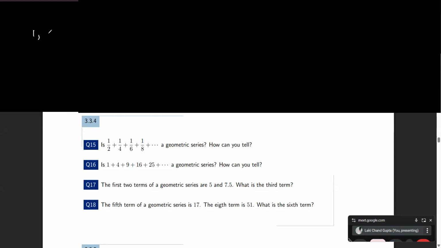There is no common ratio because this is the square of a natural number. Here 4 is multiplied between the first two terms, but 5 is added, right? Here 7 is added. So this is not a geometric series. It is not an arithmetic series, and neither a harmonic series.